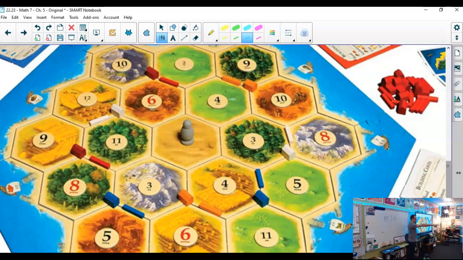Raphael, say again what you just said. Some numbers are red and have dots below them. And then what's the other thing you said? Some numbers are smaller. Yeah, some numbers are small, and some numbers are big.